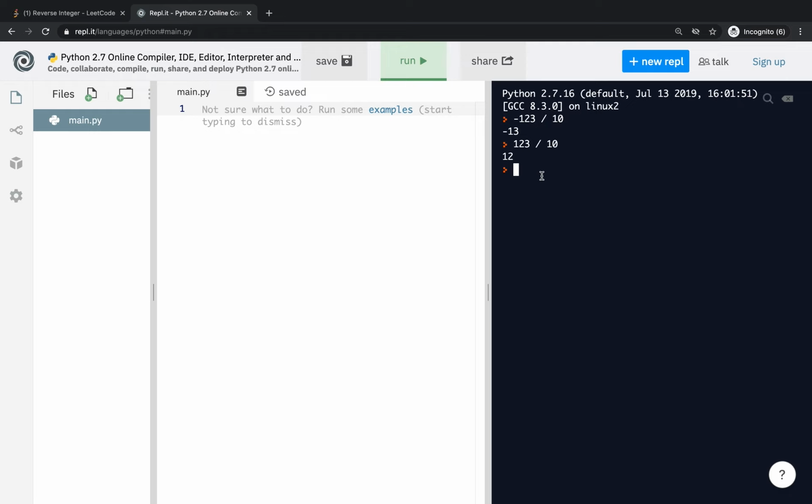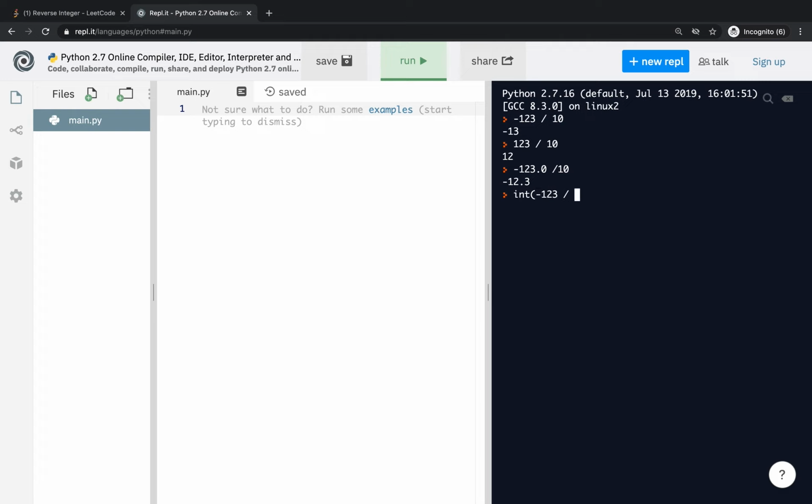The reason for this is Python, what this ends up being is negative 12.3, and then it floors everything down. So negative 12.3 actually goes downward to negative 13, which is one below. It's kind of annoying that it does that. So we can actually fix this by doing negative 123.0 divided by 10, right? And so that makes it into a float, negative 12.3, and then we cast that to an integer.